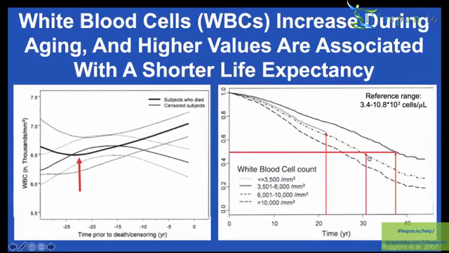So what about higher than 6,000? So 6,000 to 10,000 cells per microliter. Their life expectancy is better than the less than 3,500, but still not as good, obviously, as the 3,500 to 6,000. They live about 5 years shorter than the best group. And then greater than 10,000, they live second shortest. They live about 25 years, but still 13 years less than the group that had white blood cells in the 3,500 to 6,000 range.